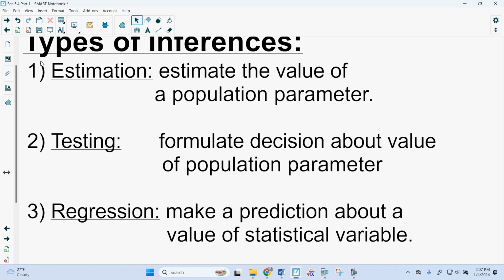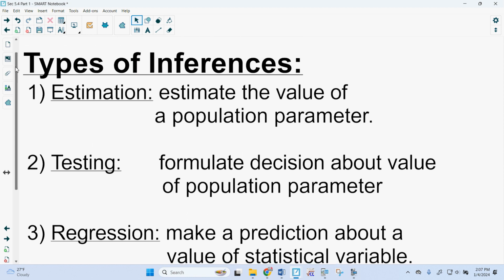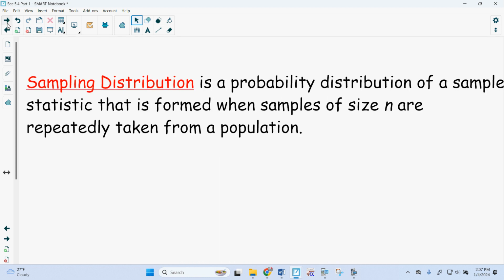So we're going to come back to that at a later date. So these are the three types of things where we can use our data from our samples to infer or estimate things, make predictions about things that we want to find. To do that, we're going to use something called a sampling distribution. Now, a sampling distribution, we want to spend some time here trying to explain what this is.